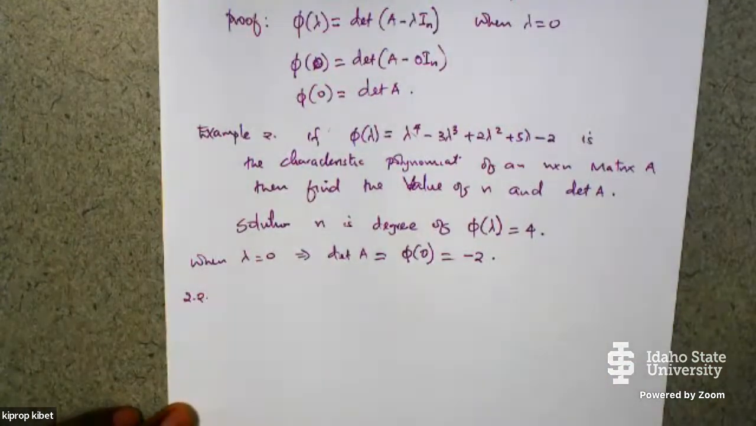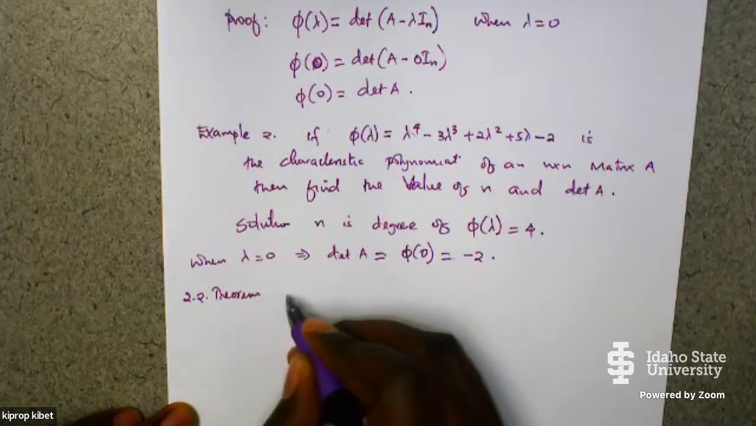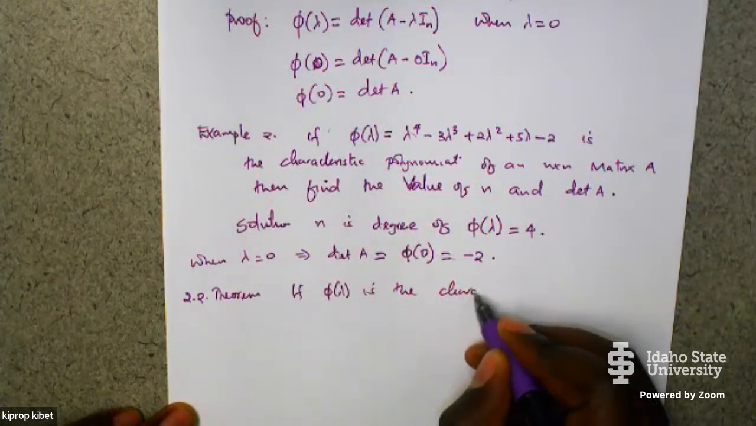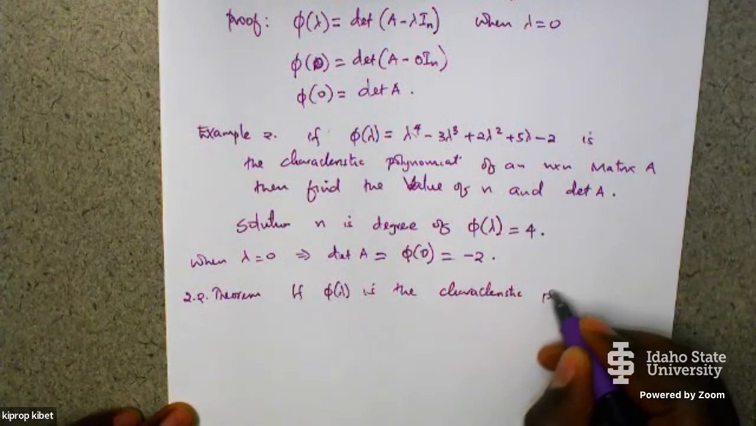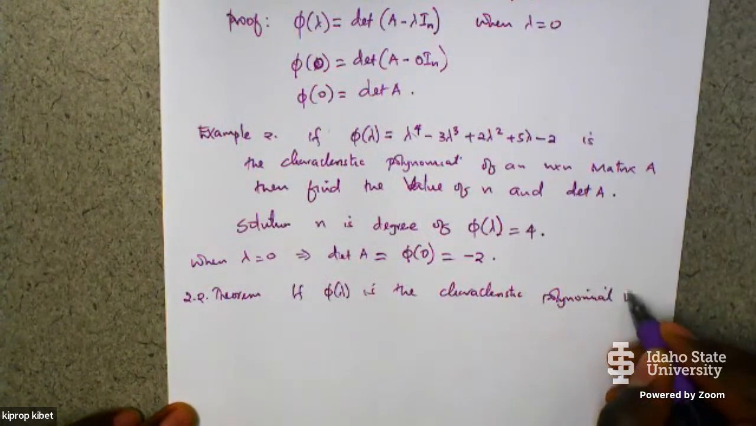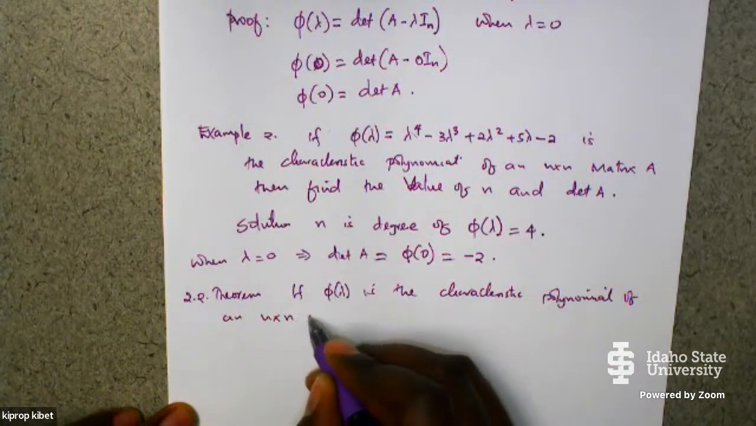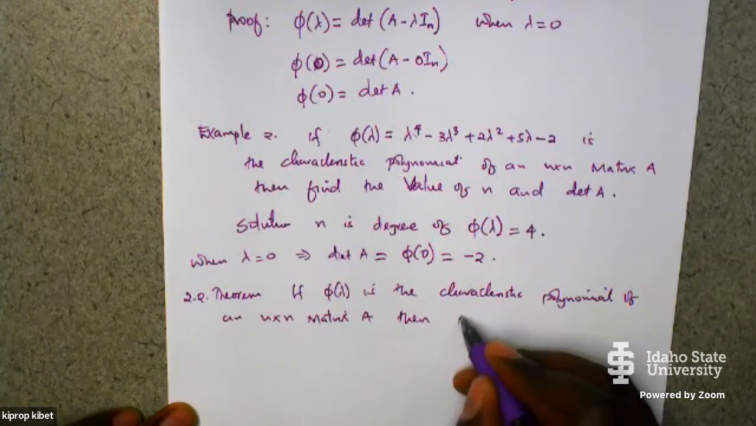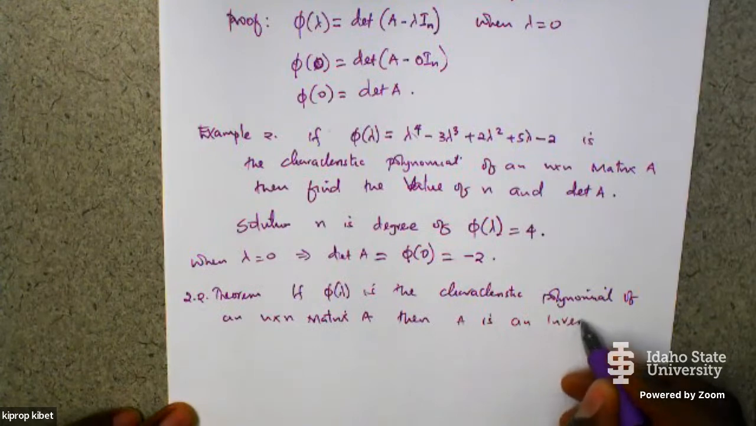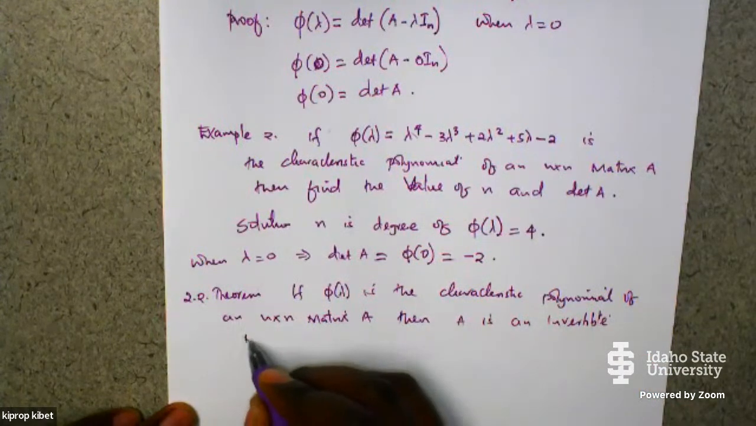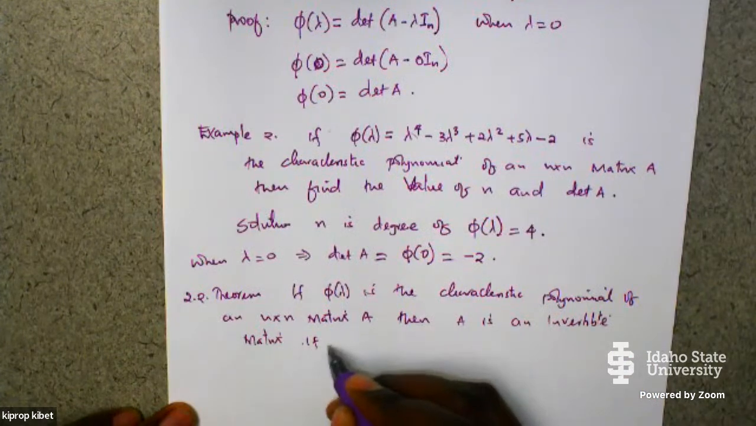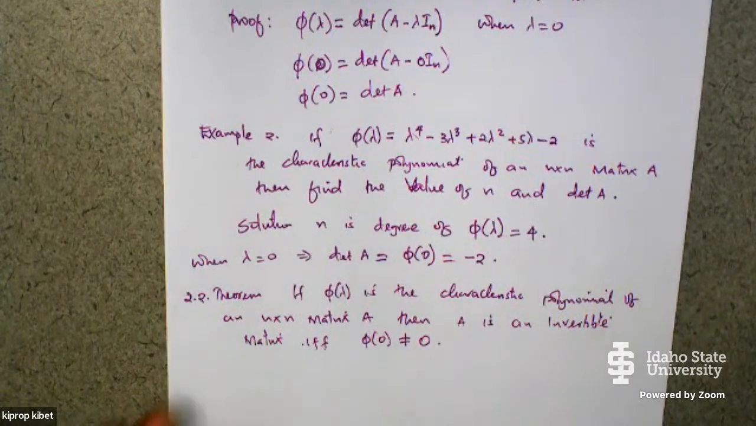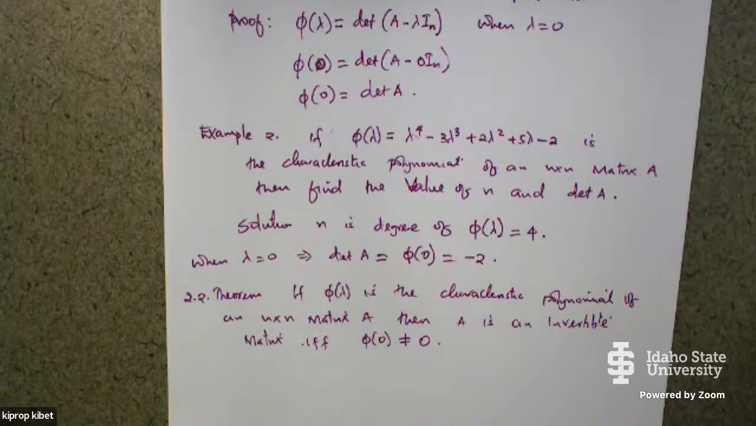Let's look at theorem 2.2. If phi of lambda is the characteristic polynomial of an n by n matrix A, then A is an invertible matrix if and only if phi of 0 is not equal to 0.